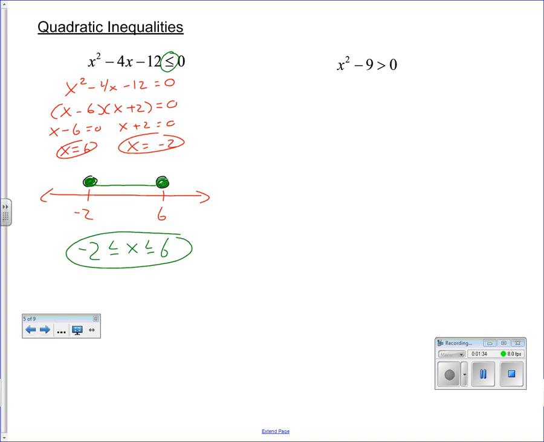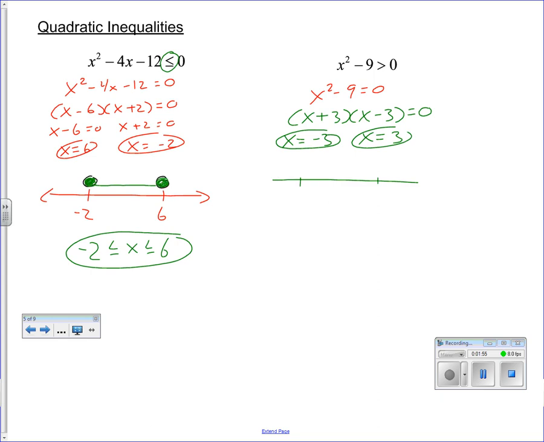The second example: x squared minus 9 is greater than 0. Again, if I just think of it as x squared minus 9 equals 0, factor it to x plus 3 and x minus 3, because we know it's a difference of squares, and a difference of squares is a quadratic. We get x equals negative 3, x equals positive 3. Negative 3 on the left, positive 3 on the right.